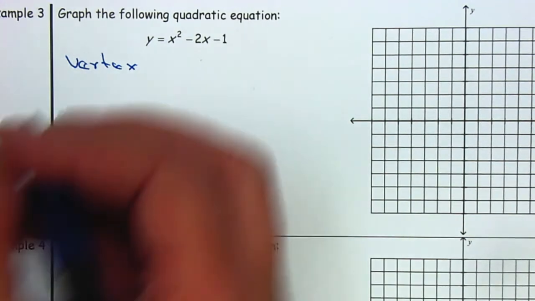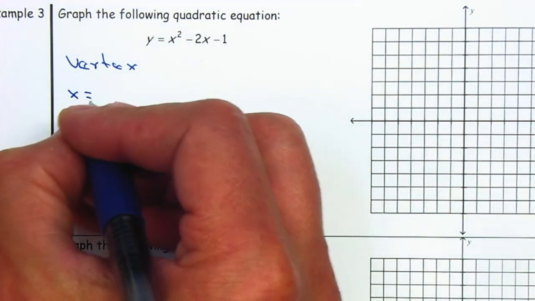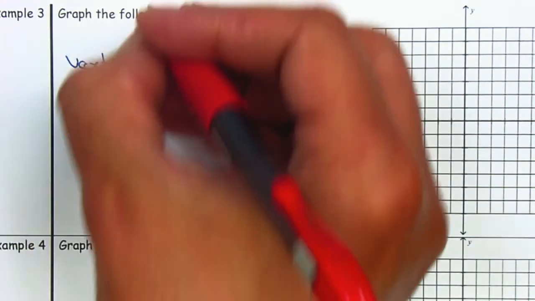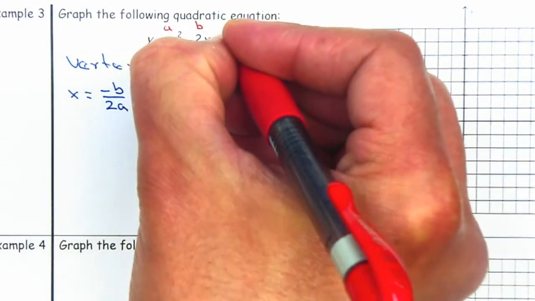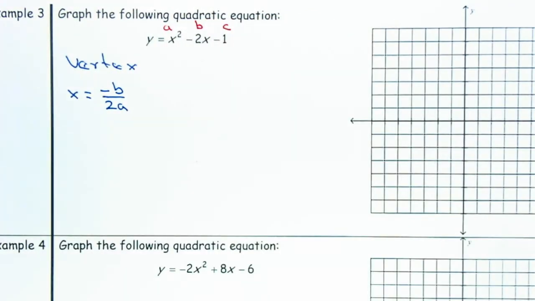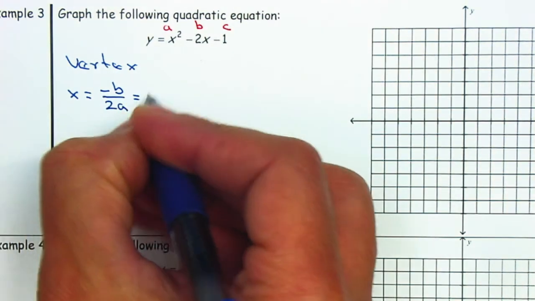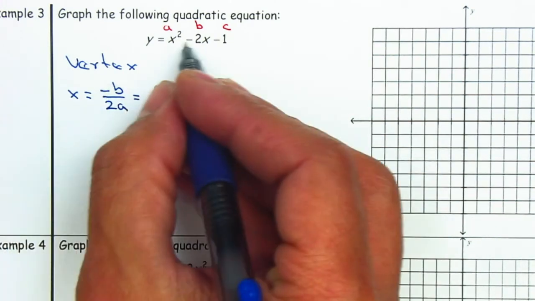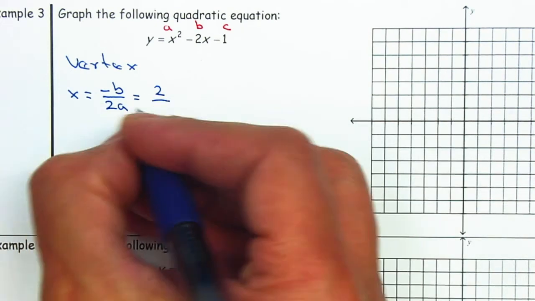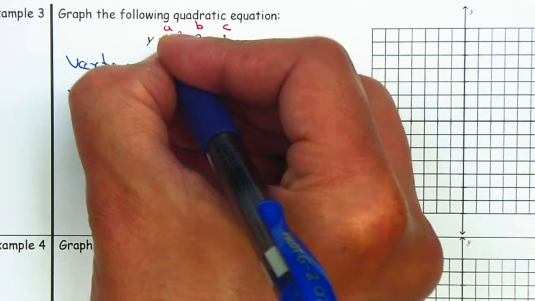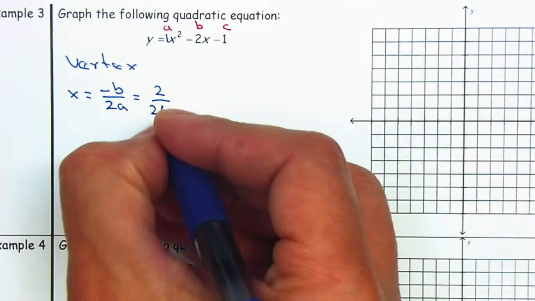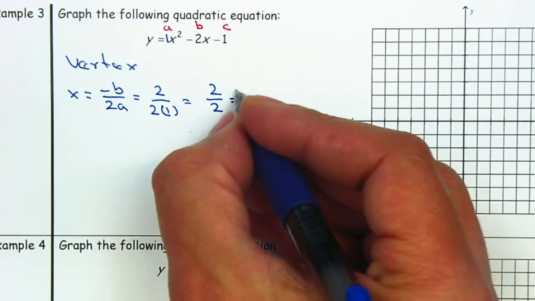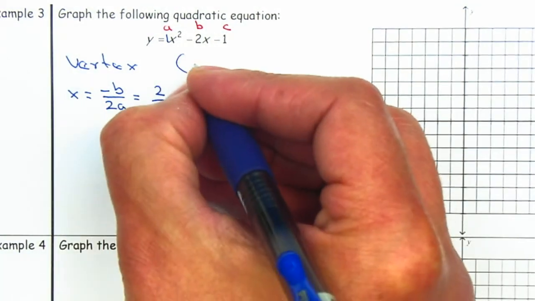Now, the x value for the vertex, the equation is negative b over 2a. The value of a is 1, the value of b is negative 2, and the value of c is negative 1. Now, when we think of negative b, we mean the opposite of b. b is negative 2, so the opposite will be positive 2. Now, if you want to write down minus negative 2, it's fine, and that gives you a positive. And the value of a is 1. Remember, there's an invisible 1. The coefficient is 1. 2 over 2. 2 divided by 2 is 1. That is the x value. So the x value is 1.